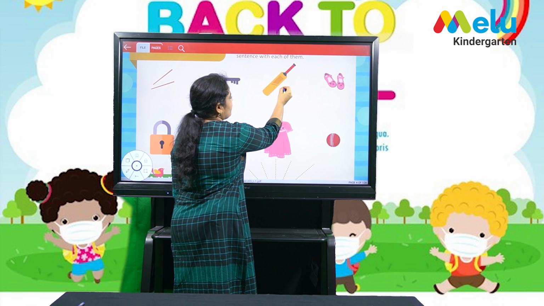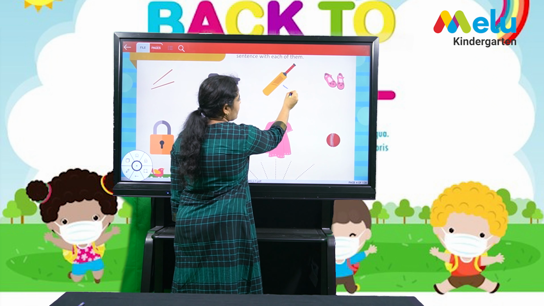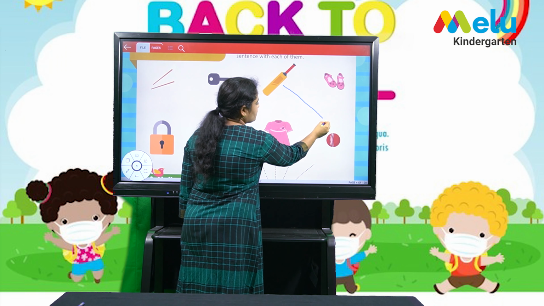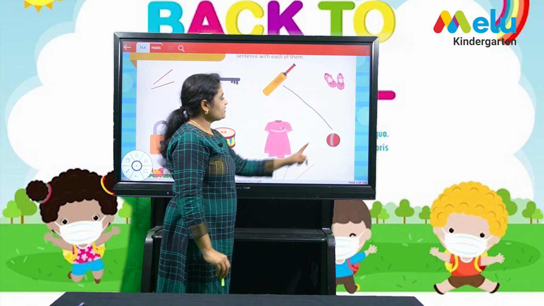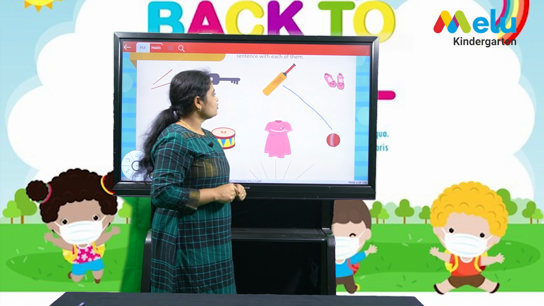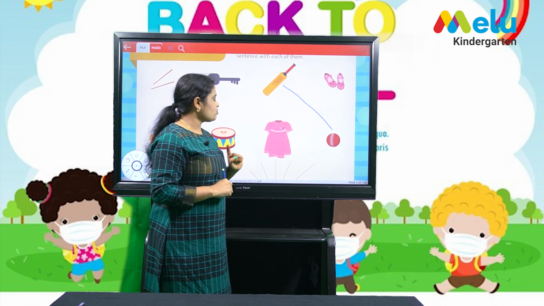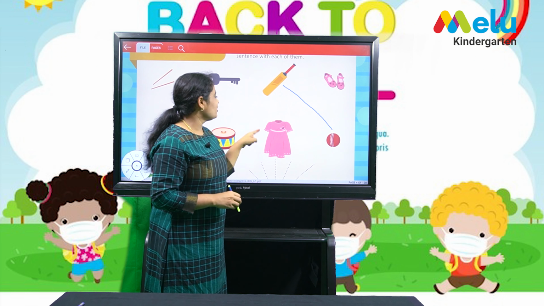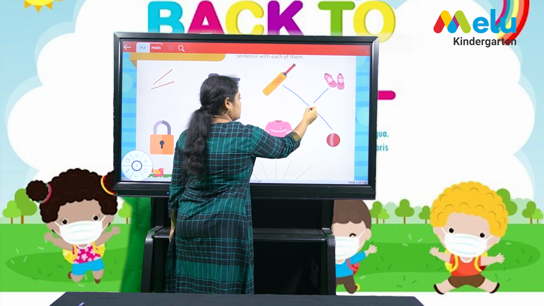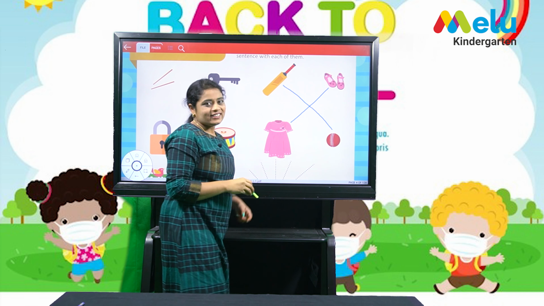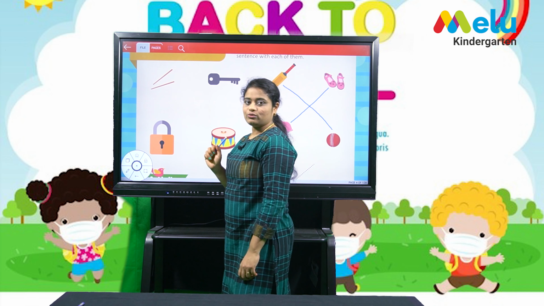So, I am drawing a slanting line. I need to start from the top and come down slanting to the other side. This is a slanting line. So, here I have a pair of shoes. I need to match it with a dress. Okay. So, I will draw one more slanting line. It is very easy, yes children. So, we will do it for the other pictures also.